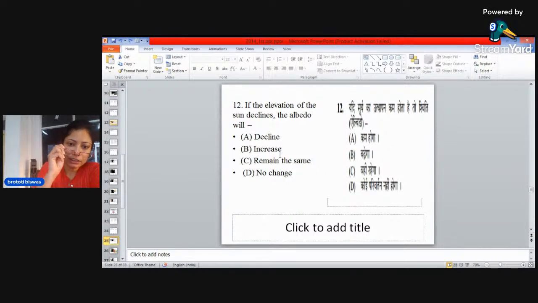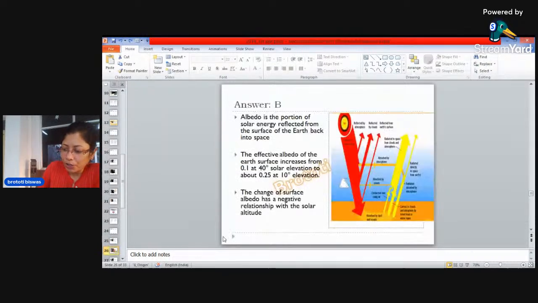If the elevation of the sun declines, the albedo will what? Okay, someone has written D. Well, the answer will be B. It will increase. So why should it increase? For that, you must know what albedo is. It is very important to know what albedo is.